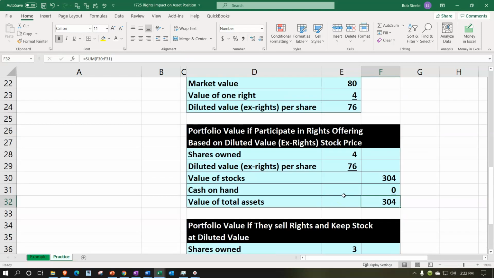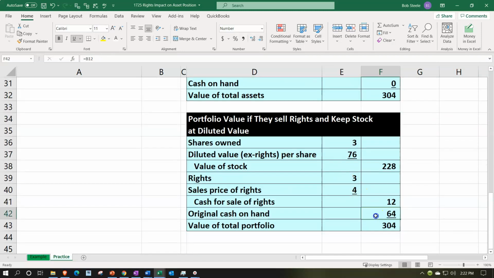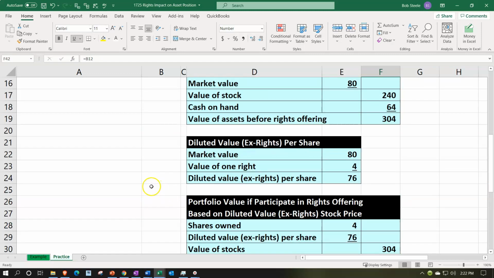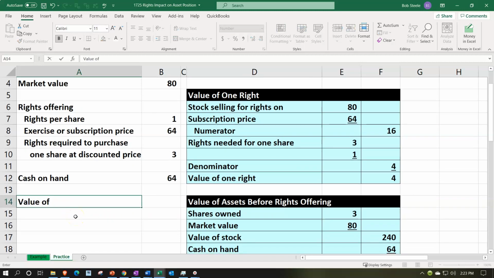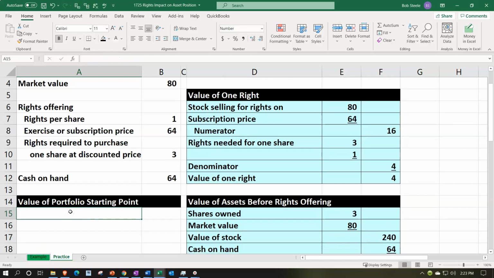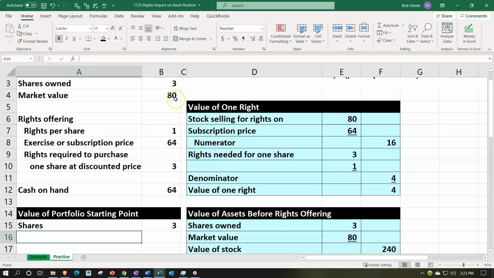Of course, the organization of it is a bit different because now we have the stocks that have a lesser value here. We let it lapse, but now we have the cash that basically works out on that side. Now, before we did any of this, you might say, well, where did we stand beforehand? Well, beforehand, we had the value of portfolio starting point. Let's just put that right here. And that would be the number of shares. So we're going to say shares were 3. We started off with 3 shares, and we started off with a market value at the $80.